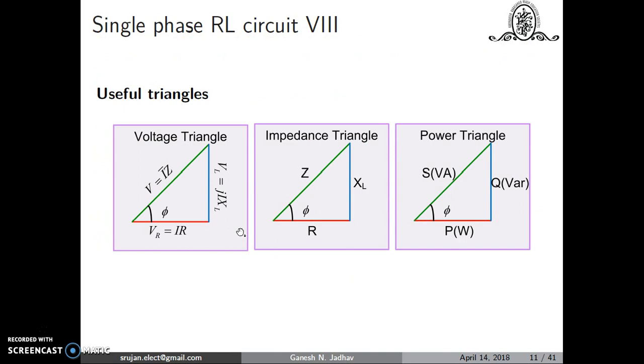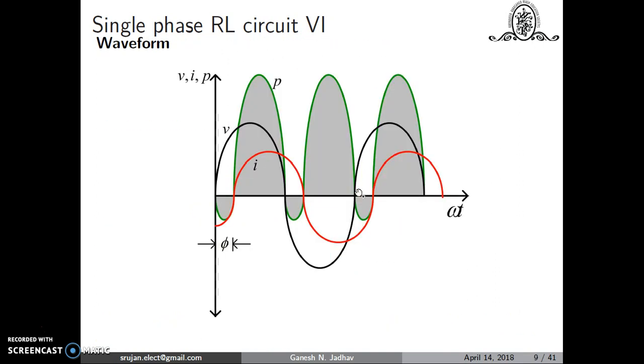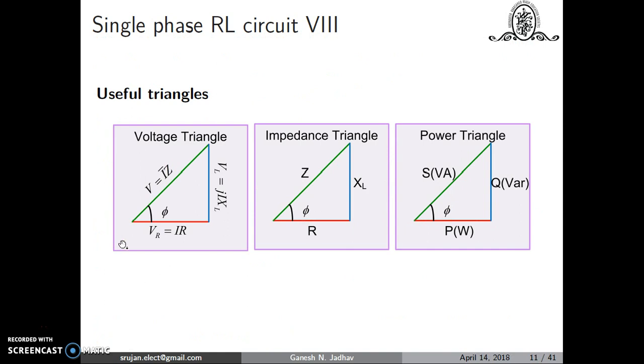So there are some useful triangles. If we go into this phasor diagram, we can see this triangle. This is VR, and this is VL, that is I into jXL. A similar triangle is represented here. VR is equal to I into R, VL is equal to jI into XL. The line joining these is nothing but the total voltage V, which is given by I into Z.